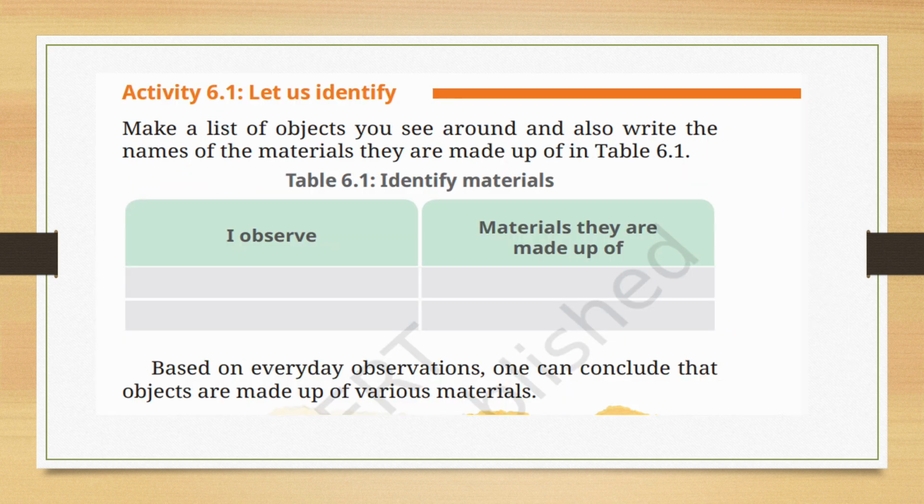Let us identify. Make a list of objects you see around and also write the names of the materials they are made up of. See this table. Identify materials. We have to write some objects and the materials they are made up of. For example, pen. A pen is made up of either plastic or metal. Then table: wood, glass, metal.